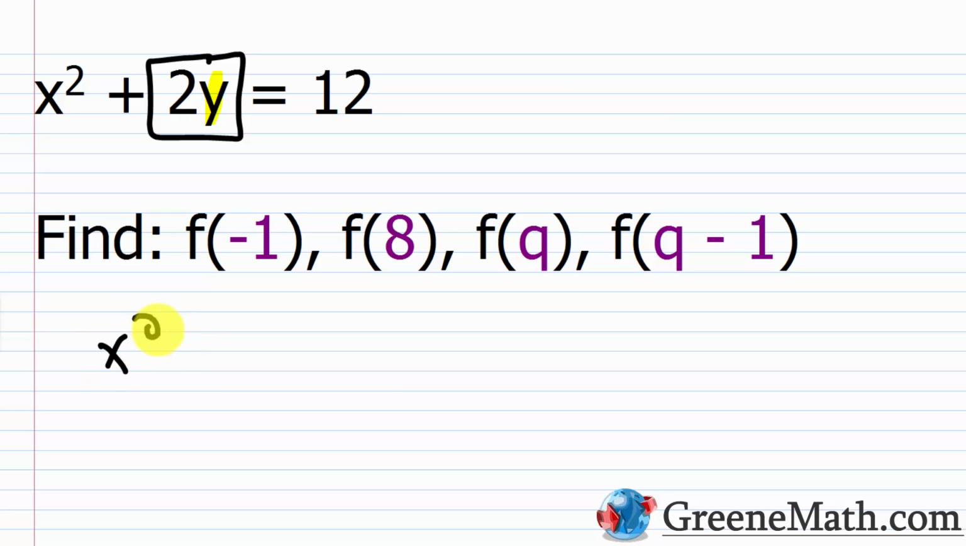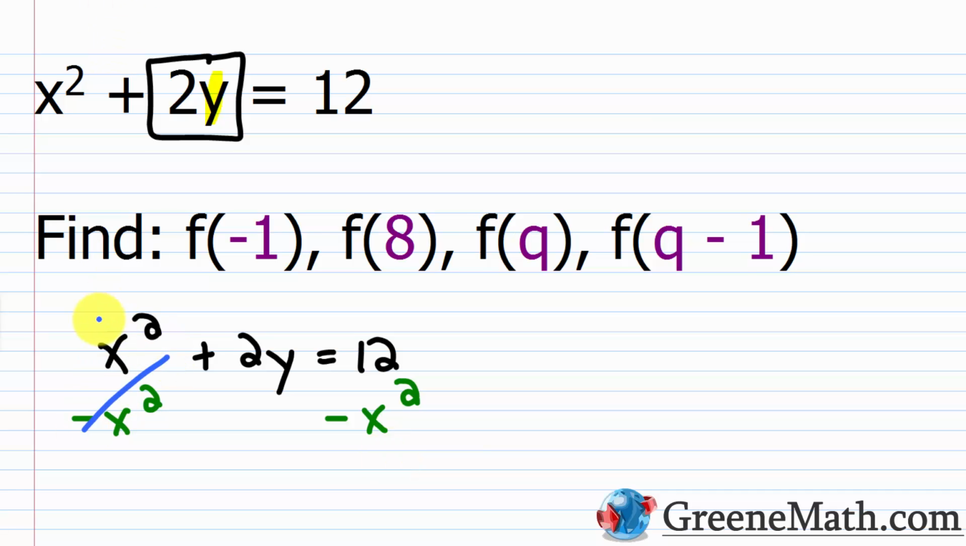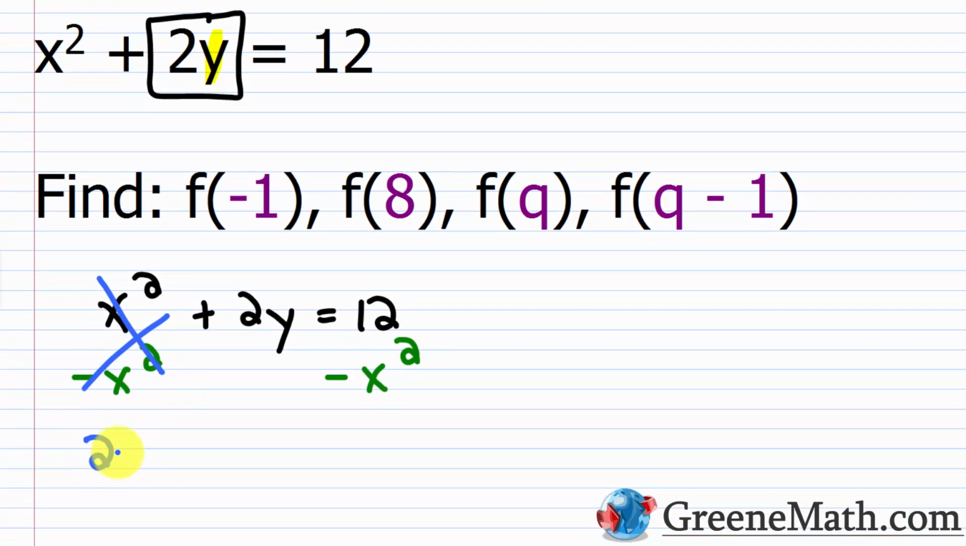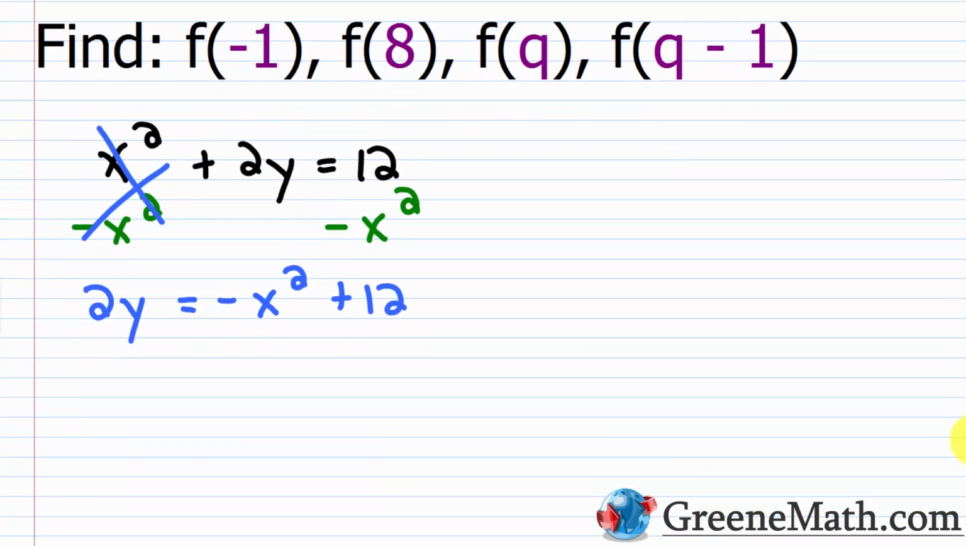I would have x squared plus 2y equals 12. Let me subtract x squared away from each side of the equation. And we know that this part right here is just going to cancel. So we're going to have that 2y is equal to negative x squared plus 12. Well, let me scroll down a little bit and we'll come back up in a minute.